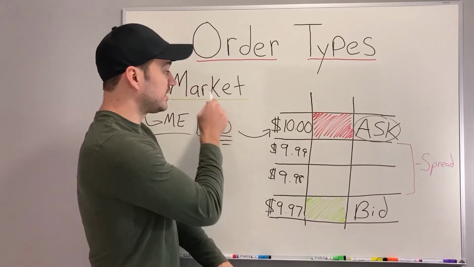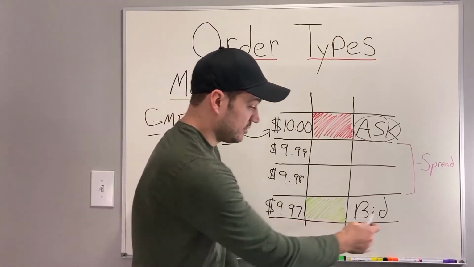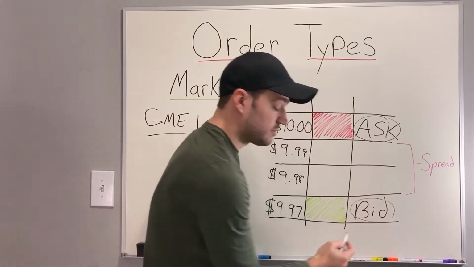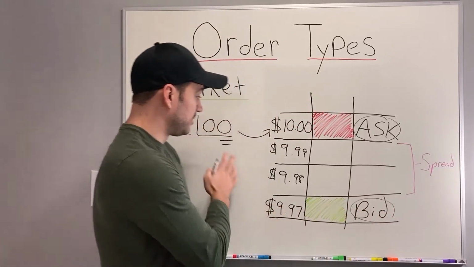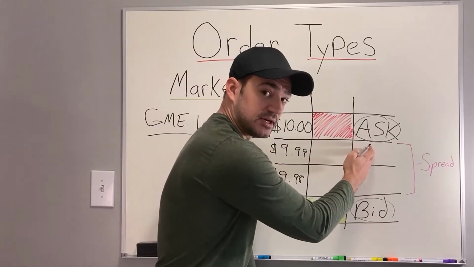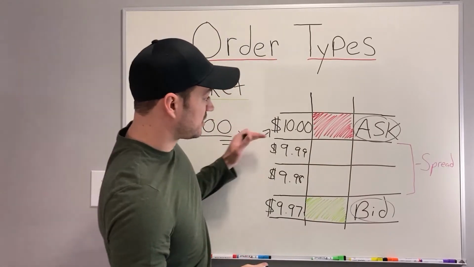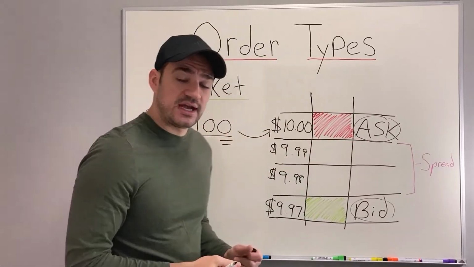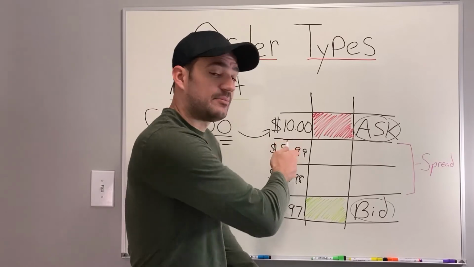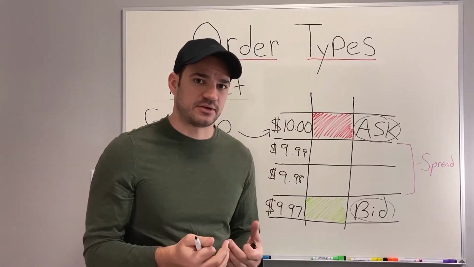Now again, when you hit market order, a lot of people think they're going in at the bid. This is what people want to buy it at, but you're not. You're actually buying it at the ask price. So with a market order you're coming in, saying, I want it right away. I want a guaranteed fill. I'll come in here, I'll buy it for $10. That's what the market order is.